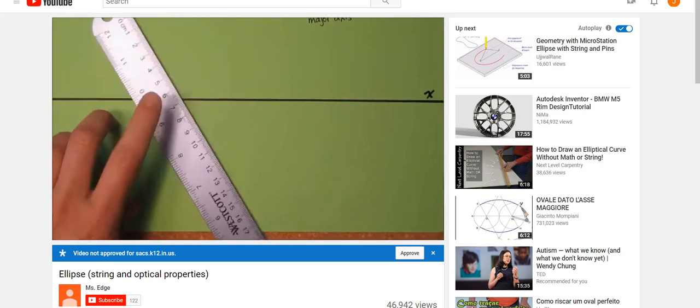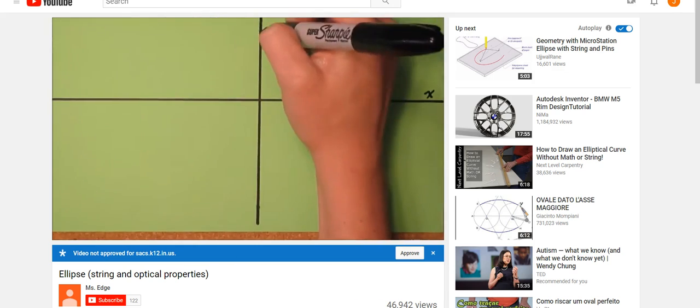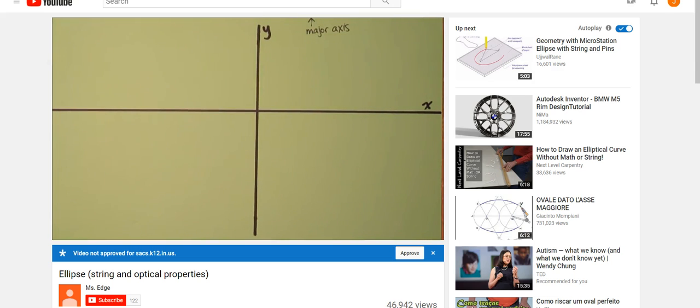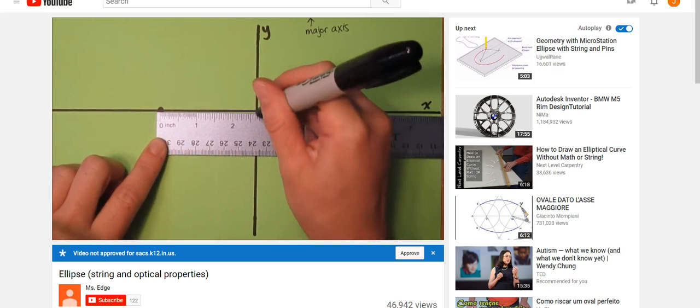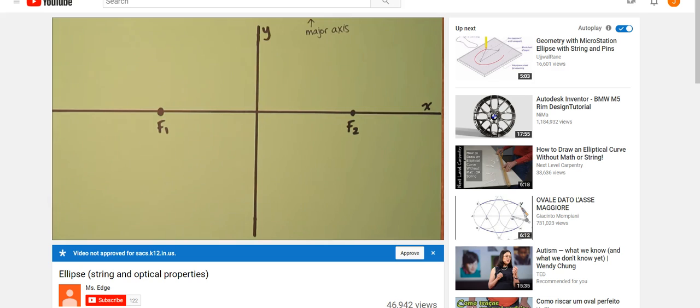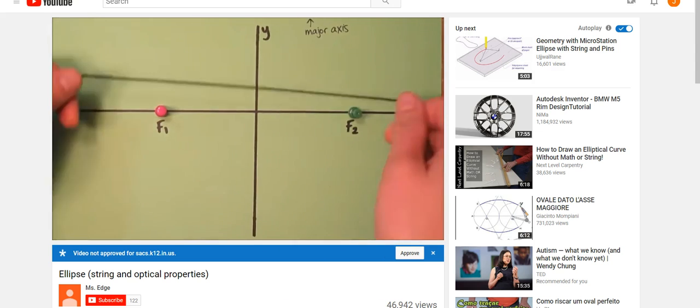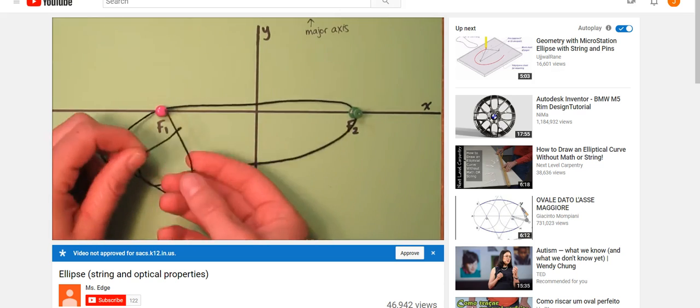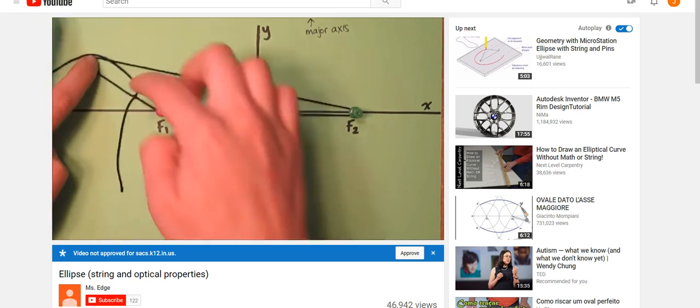And so they're going to draw a line. It's not even perpendicular. Okay, never mind. Let's try not to be critical. Okay, let's see here. So they've got two points. They're calling them the foci, F1, F2. They've got their pins and their piece of string that they're going to tie together so it's the same length.